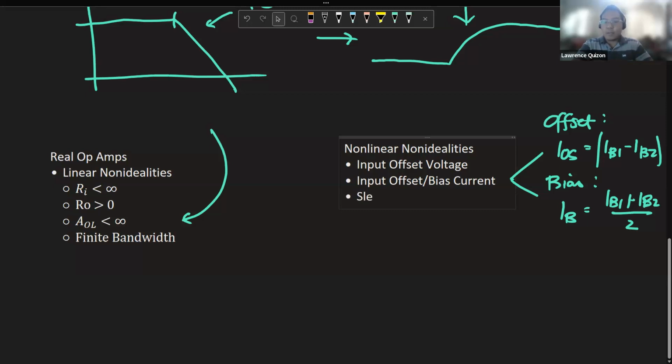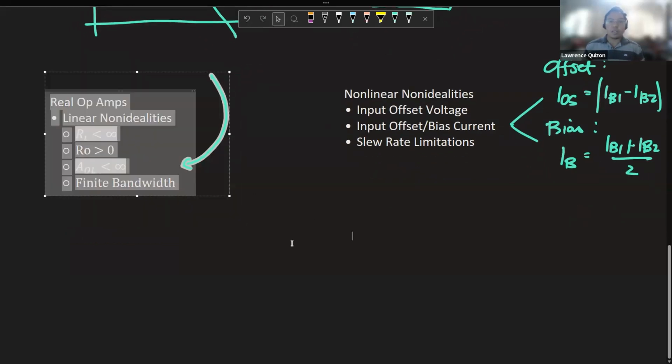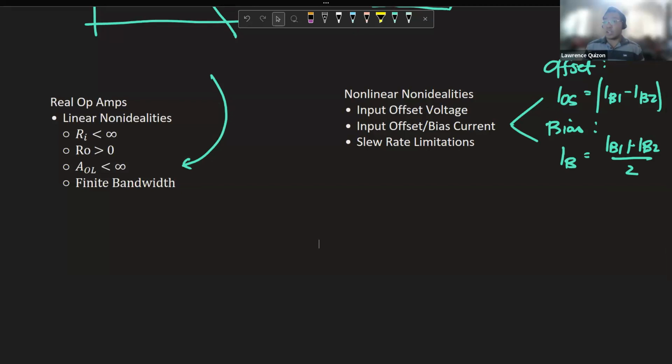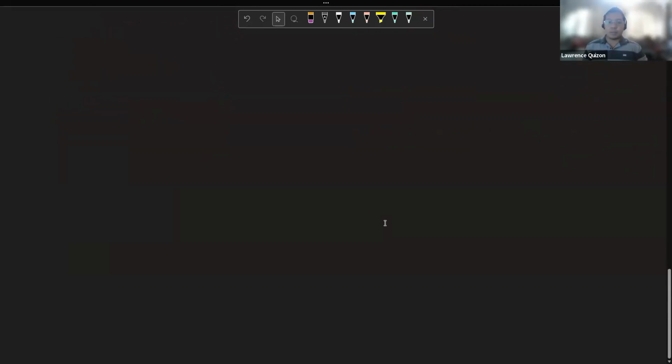Lastly, we have slew rate limitations. All right, so these are your linear and nonlinear non-idealities. Nonlinear non-idealities, we only provide for reference, so that you know that these things exist. Though it's up to the professor whether or not they'll appear on the problem. But for examples, let's focus on the linear non-idealities for now. So, examples.